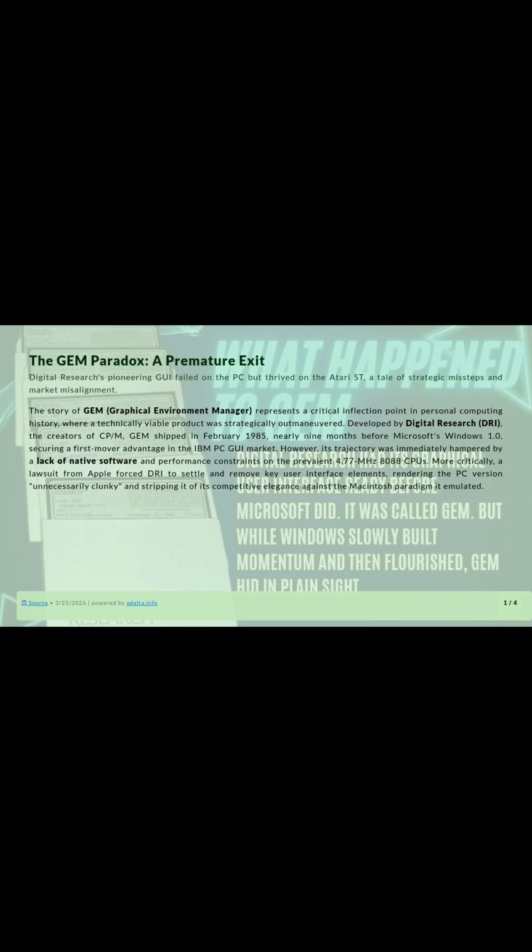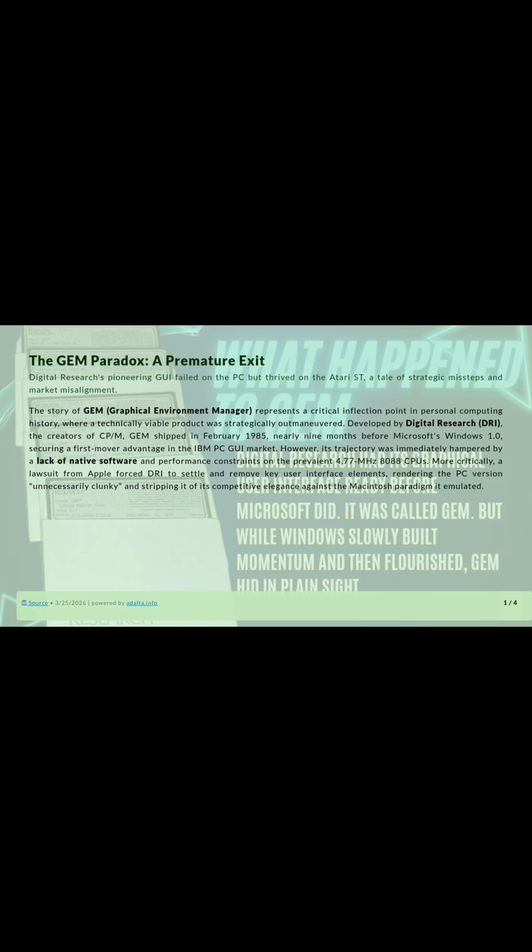The GEM paradox, a premature exit. Digital Research's pioneering GUI failed on the PC but thrived on the Atari ST, a tale of strategic missteps and market misalignment. The story of GEM, Graphical Environment Manager, represents a critical inflection point in personal computing history, where a technically viable product was strategically outmaneuvered.